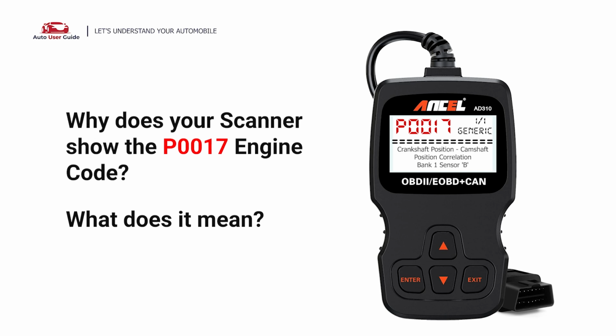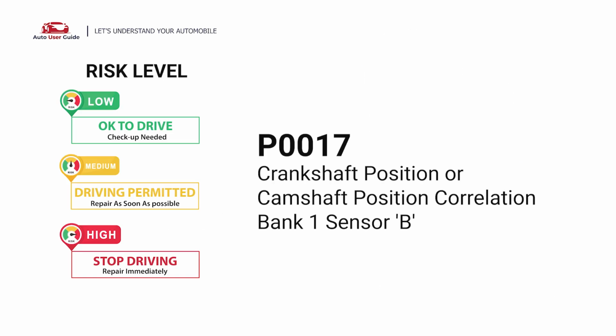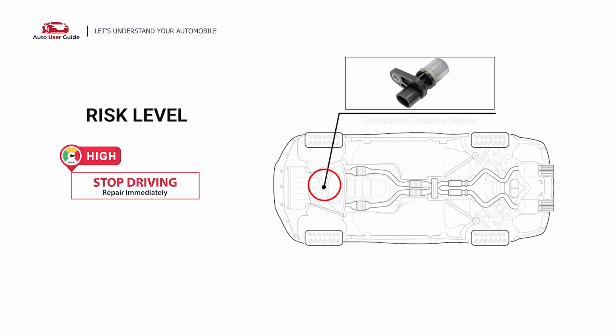Why does your scanner show the P0017 engine code? What does it mean? P0017 is a diagnostic trouble code for crankshaft position or camshaft position correlation, bank 1 sensor B. It indicates that the camshaft position sensor B for bank 1 does not correlate to the signal from the crankshaft position sensor. Under this circumstance, stop driving and repair your vehicle immediately.